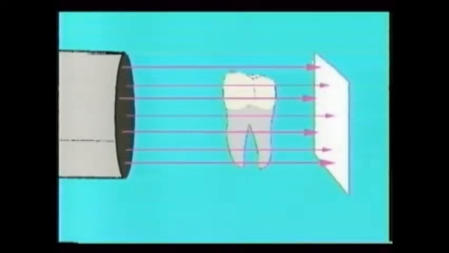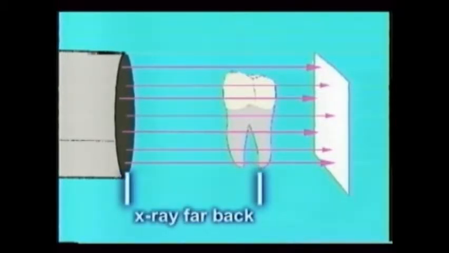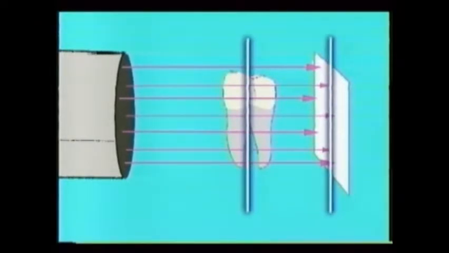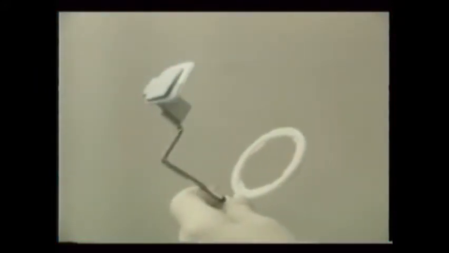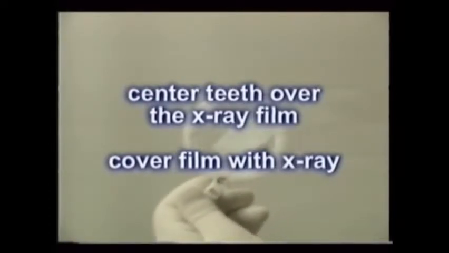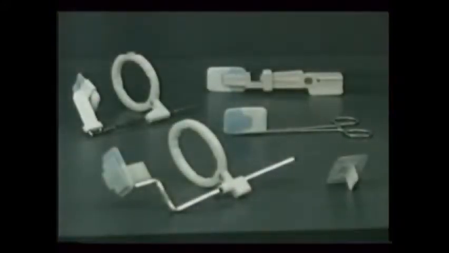In brief summary, number one, keep the film and the teeth as close together as you can, and the X-ray source as far back as possible. Number 2, make sure that the teeth and the film are parallel in both planes, up and down and side to side. And number 3, make sure that the X-ray hits the film head-on at 90 degrees. Naturally, obvious requirements like centering the tooth over the film and covering the film completely with X-ray aren't mentioned. Success with these relies on your knowledge of dental anatomy and the use of aiming devices, which we'll discuss in just a few minutes.